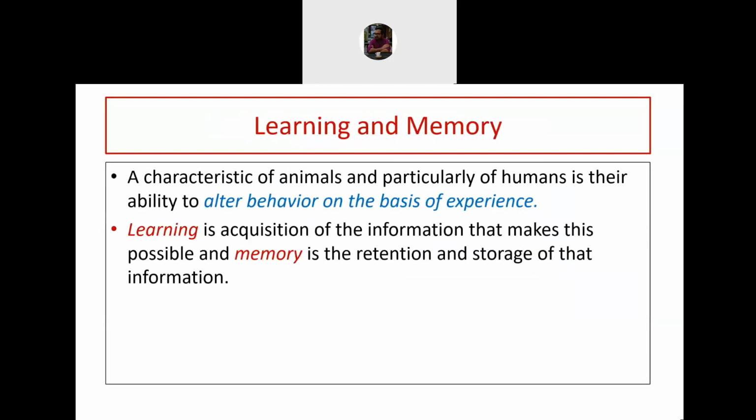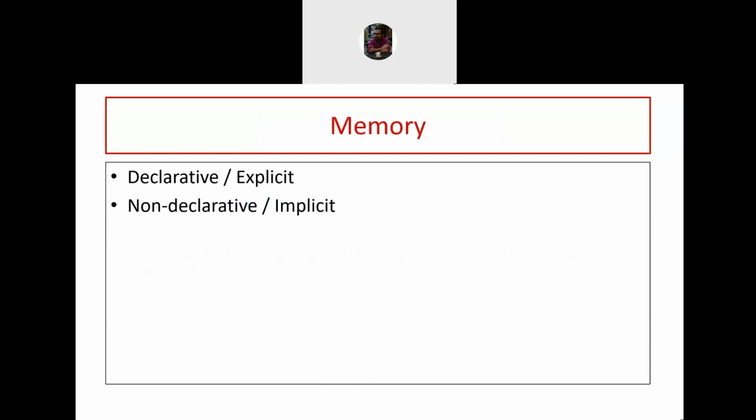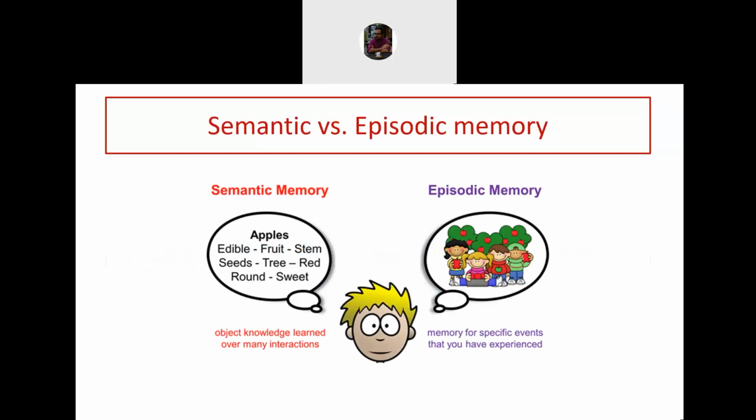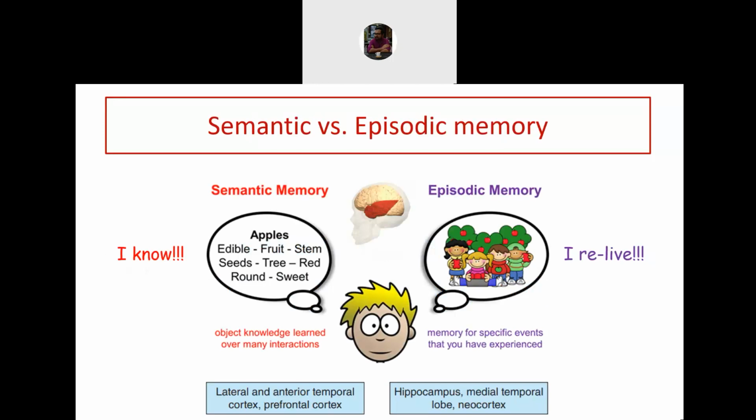We learned that a characteristic of animals and humans is to alter behavior on the basis of experience. Learning is the acquisition of this information, and memory is the storage of this information. Memory can be declarative or non-declarative. Declarative or explicit memory can be facts or semantic memory, events or episodic memory. Semantic memory and episodic memory are stored in the temporal lobe. Additionally, semantic memory is stored in the prefrontal cortex and episodic memory in the hippocampus and neocortex.